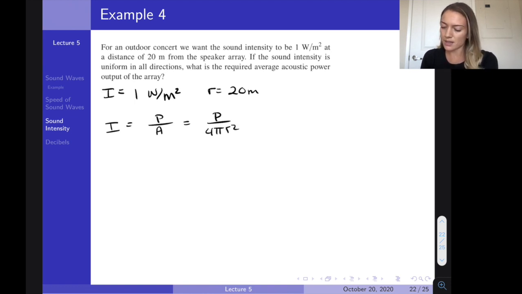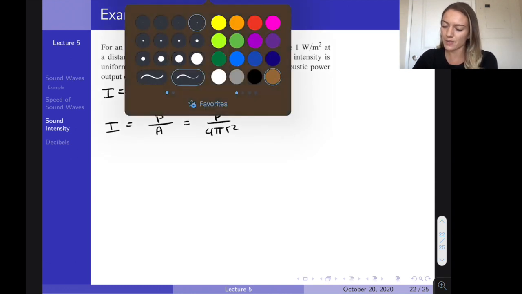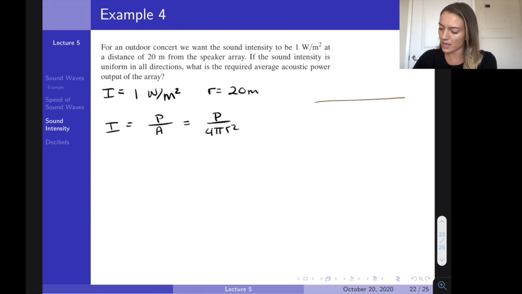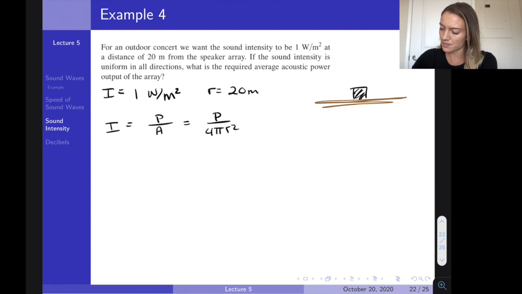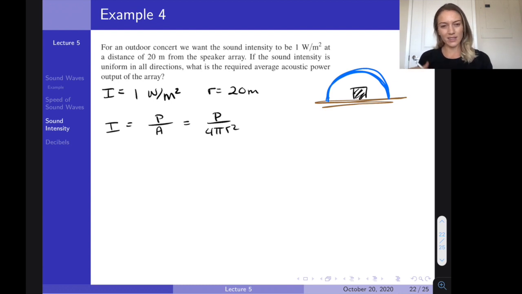But here, the question isn't very clear, and they're assuming that the speakers are on the ground. So if we have a speaker on the ground here, our area isn't actually going to be a whole sphere, it's just going to be a half sphere, because imagine our sound is only going through the air if our speaker is on the ground. And we're going to ignore the fact that the sound can go into the ground, so just pretend it can only travel through the air, and it's just a half sphere here.